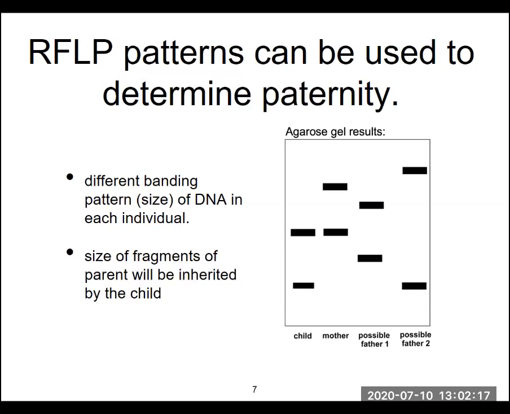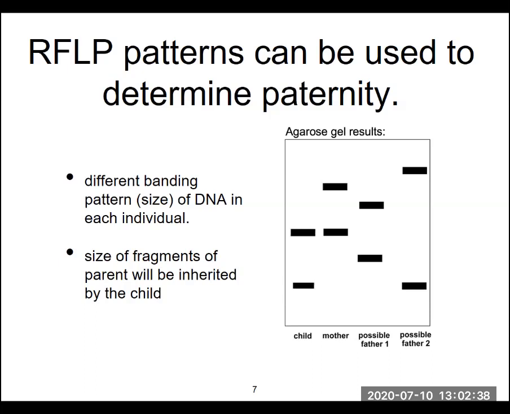I'm oversimplifying this, but you get an idea from it. They're going to have one fragment coming from the mother, and one fragment coming from the father. So if we take a look at this, we know that in this case, the child has two of these fragments, one fragment from the mother, one fragment from the father.